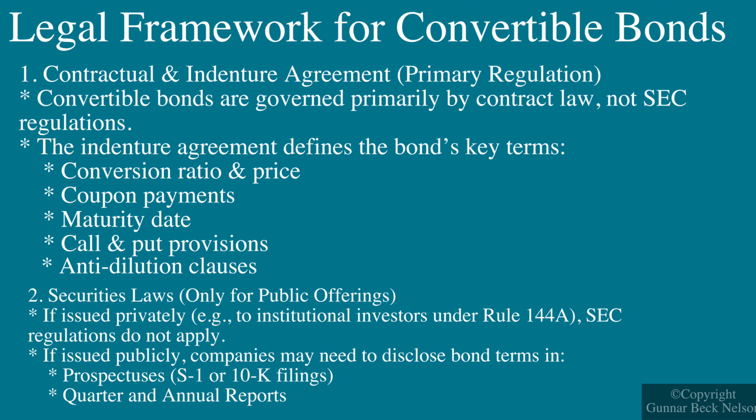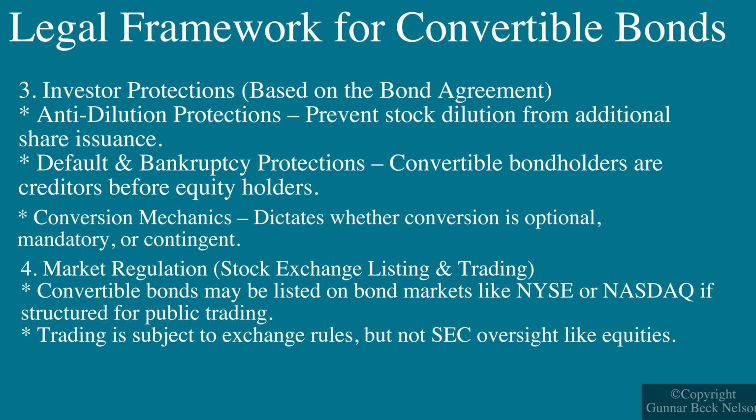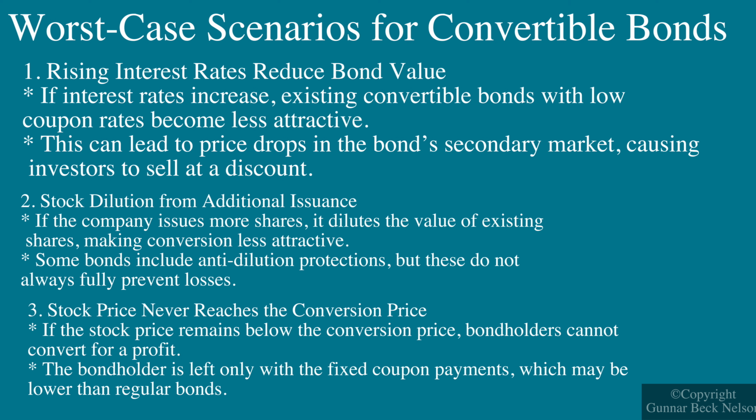For convertible bonds in the legal framework, investor protections are based on the bond agreement, since they abide by contract law in the primary setting. There are anti-dilution protections, which prevent stock dilution from additional share issuance, and default and bankruptcy protections, where convertible bondholders are creditors before equity holders. There are also conversion mechanisms, which dictate whether conversion is optional, mandatory, or contingent. In the context of market regulations, convertible bonds may be listed on markets such as the New York Stock Exchange or NASDAQ if structured for public trading, and trading is subject to exchange rules, but not SEC oversight like equities.